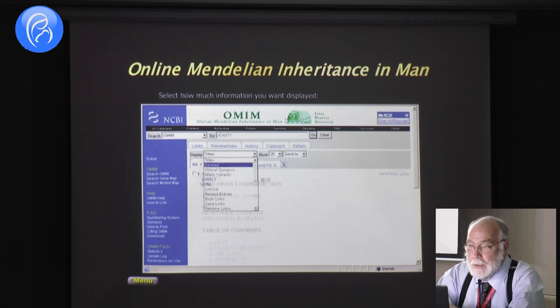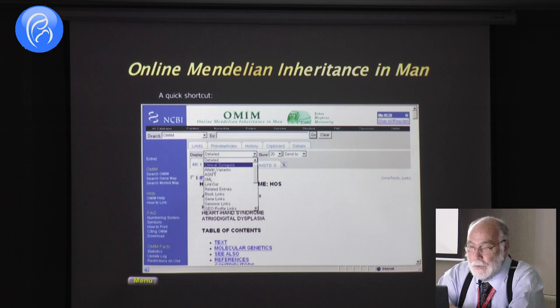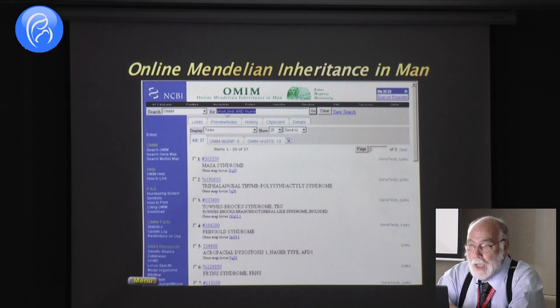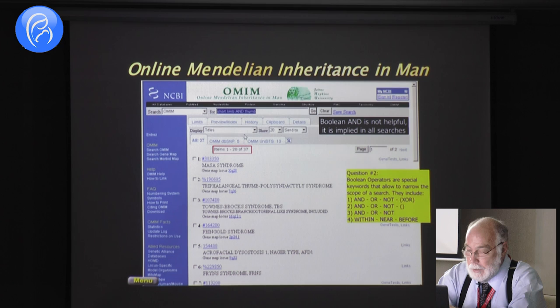you have a lot of keywords. So if you type short limbs, for instance, you're going to have a lot of diagnoses. And if you add any keyword, it's automatically considered to be "and". So short limb and thumb was the same thing.